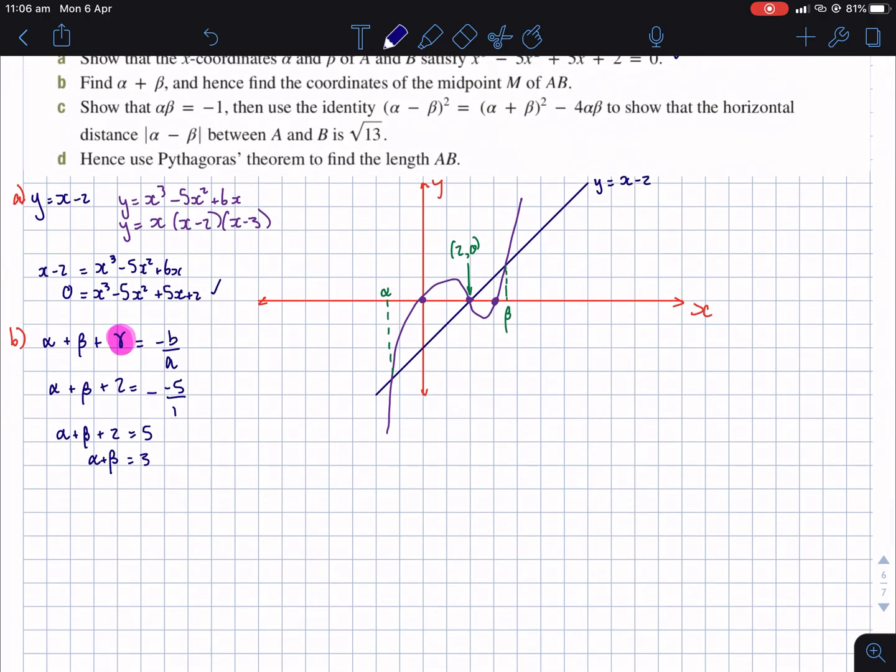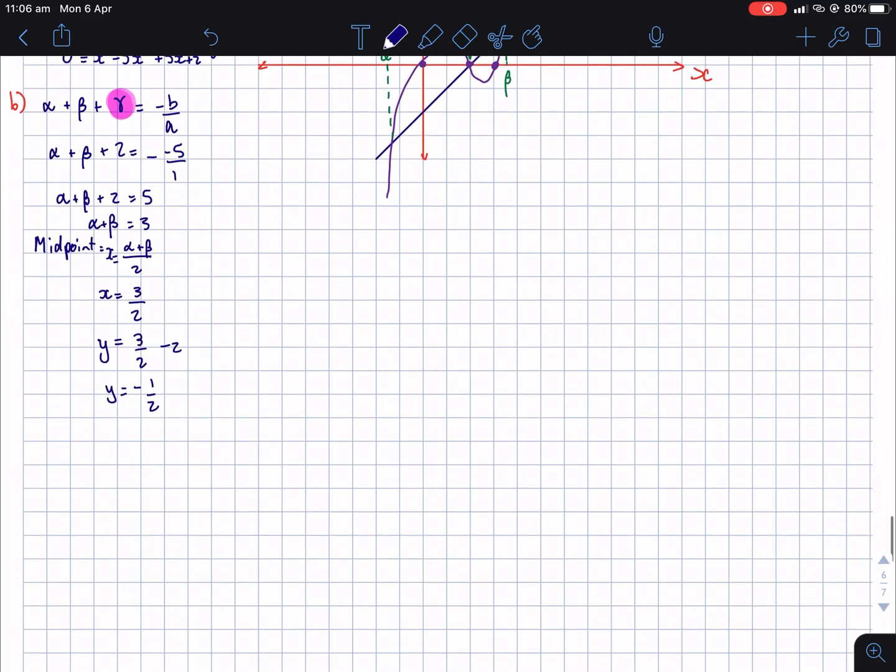So the coordinates of the midpoint, well, it's x1 plus x2 over 2, you add them together and halve it, so this time it's alpha plus beta over 2, so this is the x coordinate. So x equals 3 over 2. For y, we sub this in. So I've got 3 over 2 take 2. So y equals -1/2. So the midpoint is at 3 over 2, -1/2.